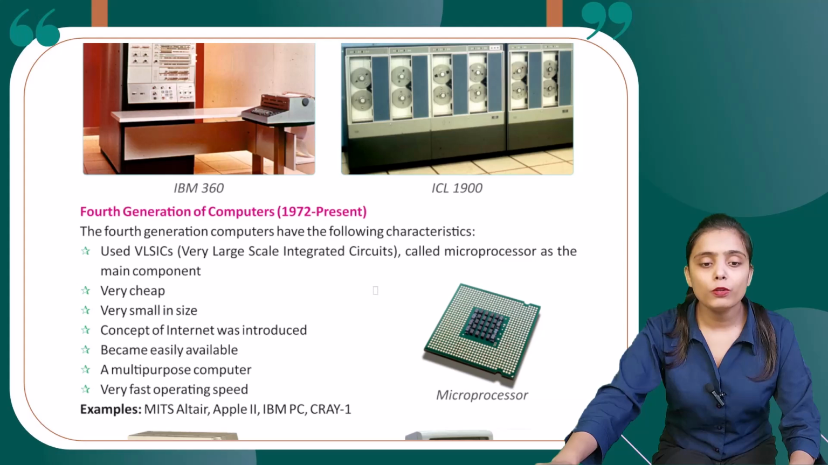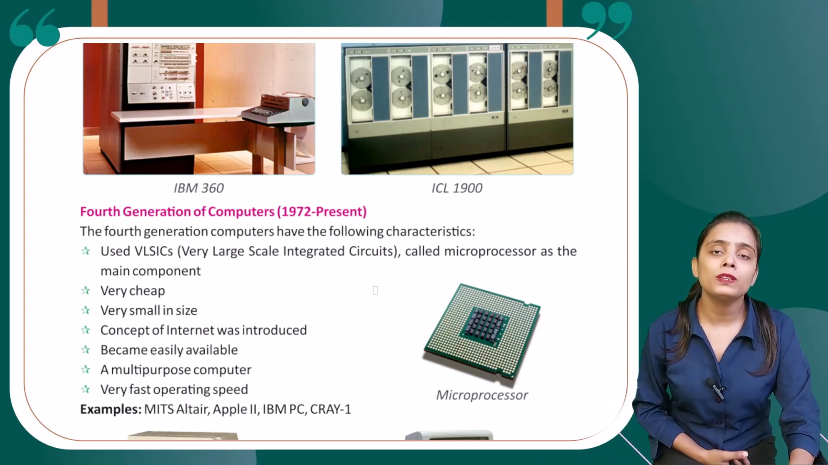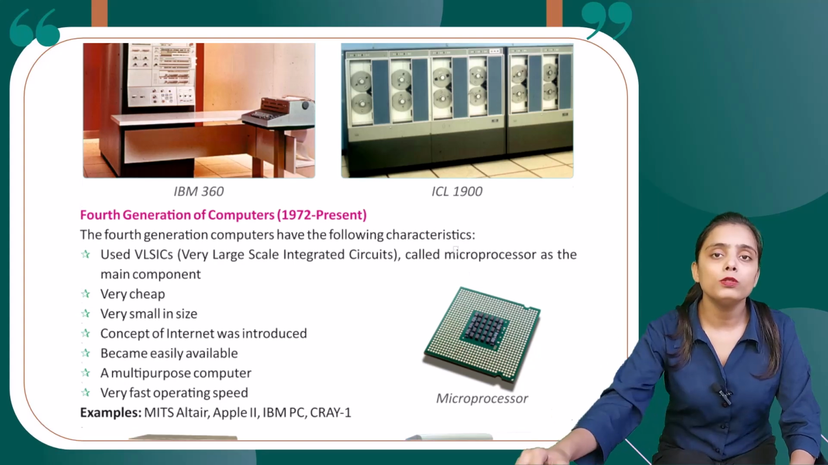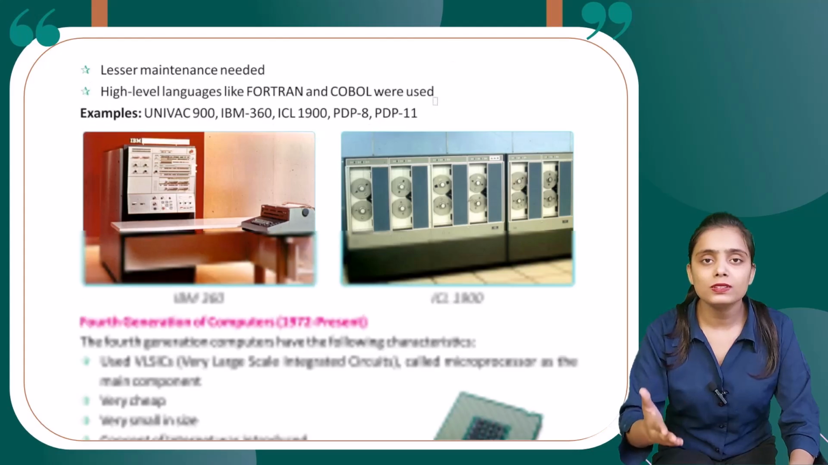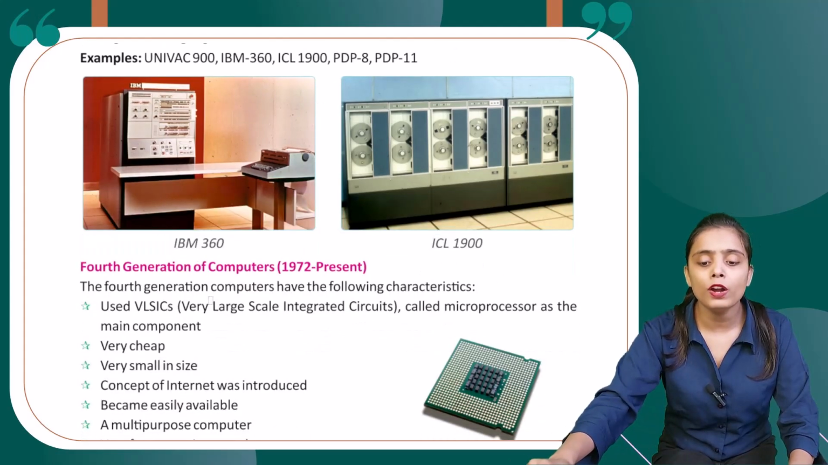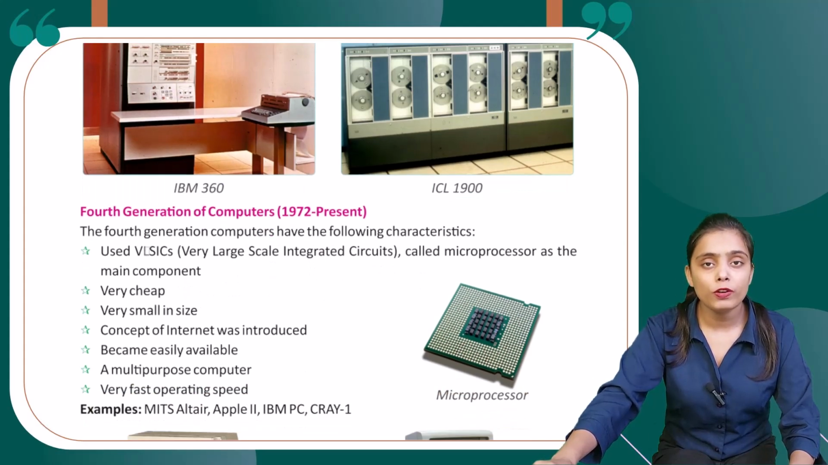Now let's see the fourth generation of computer. Here you can see the first thing is getting replaced by the second one. First we used vacuum tubes, then we used transistors, and then integrated circuits. Now we are using microprocessor in the fourth generation of computers, 1972 to present, which we are using right now.